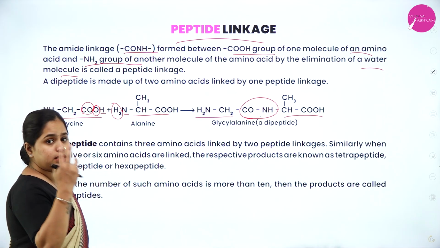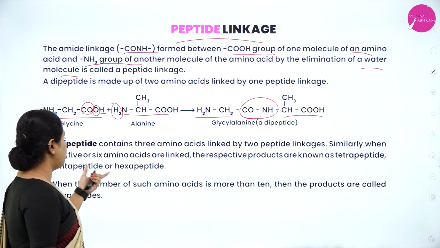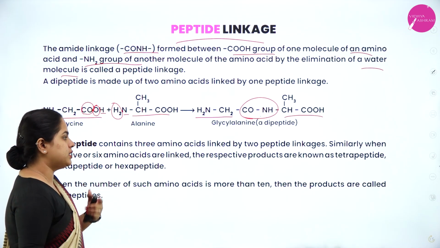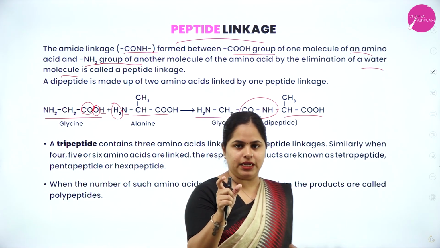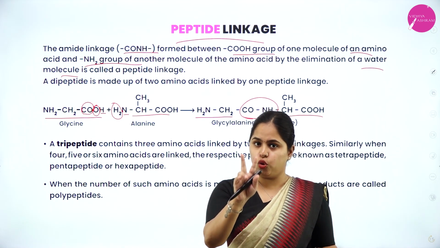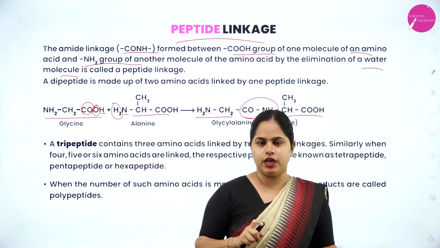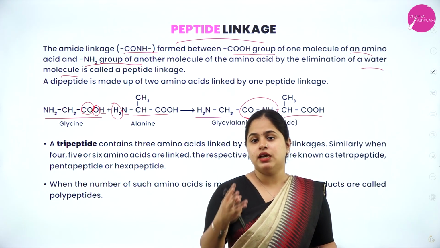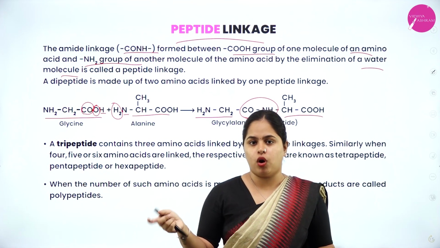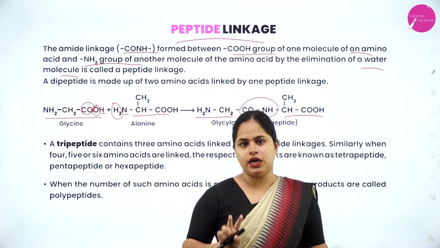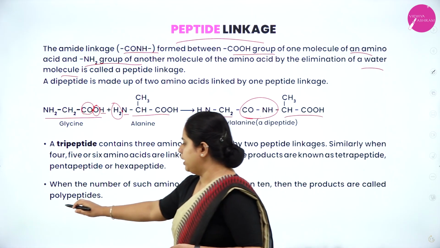A tripeptide contains 3 amino acids linked by 2 peptide linkages. Similarly, when 4 or 5 or 6 amino acids are linked, it is known as tetrapeptide, pentapeptide or hexapeptide. Okay, so dipeptide does not indicate that 2 peptide bonds are there. It indicates that there are 2 amino acids but only 1 peptide bond, right? Now, a tripeptide means there are 3 amino acids involved, wherein there will be 2 molecules of water removal and 2 peptide bonds formed. Clear? Now, when the number of such amino acids is more than 10, it is called a polypeptide.